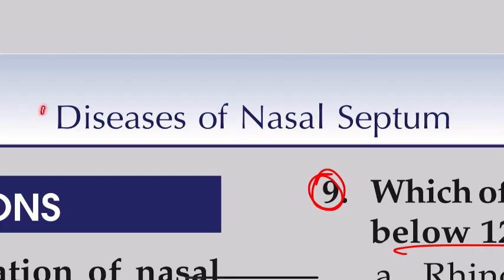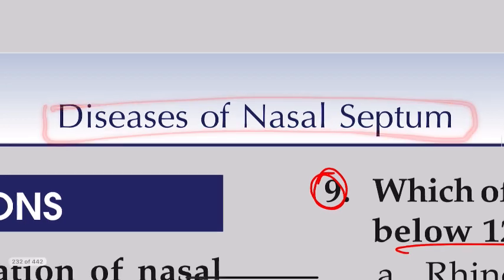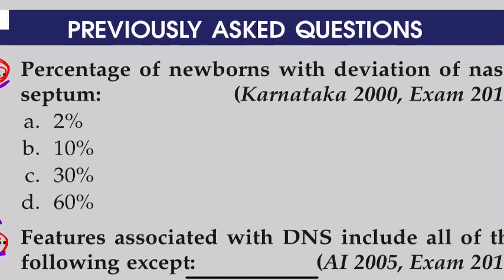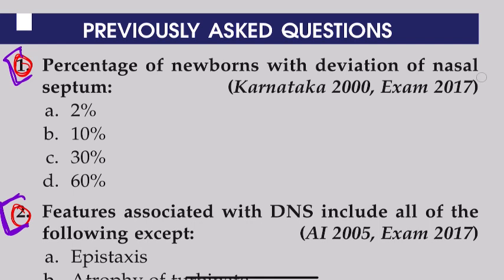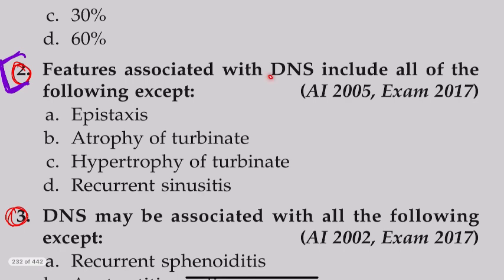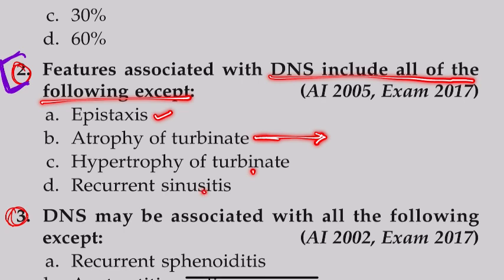Now we are going to cover the MCQs from diseases of nasal septum. The percentage of newborns with deviated nasal septum is around 60%, which is so high. The features associated with DNS include all of the following except epistaxis. Atrophy of turbinate, no. There is no atrophy of turbinate, so this must be the answer. Hypertrophy of turbinate, yes, there can be. And another is recurrent sinusitis. Yes, the atrophy of turbinate will not occur.